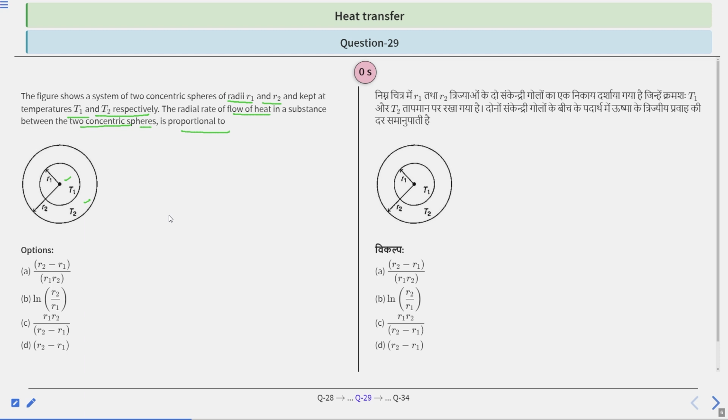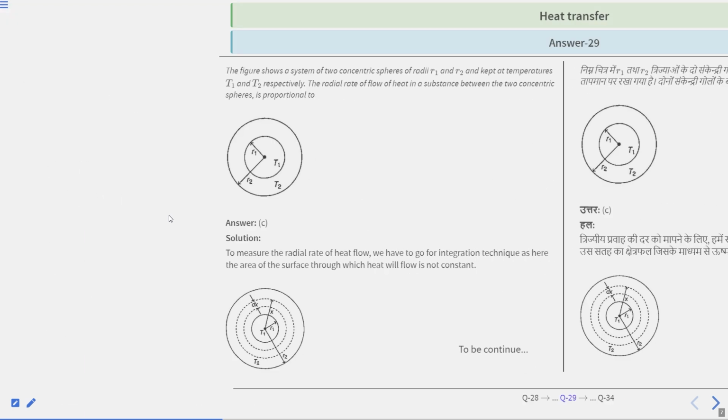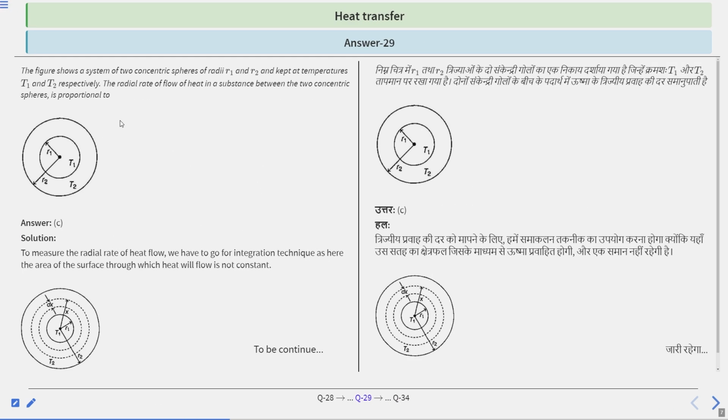Let's find a solution. According to the question, these are concentric spheres of radii R1 and R2 and temperatures T1 and T2 respectively. We have to find the radial rate of flow of heat in a substance between two concentric spheres. Clear?